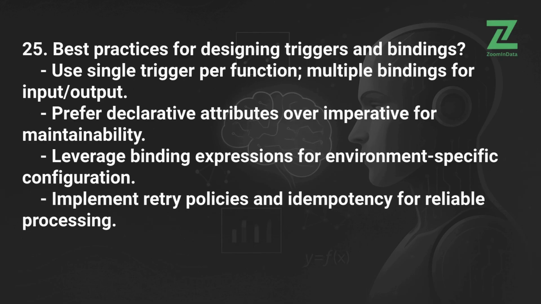25. Best practices for designing triggers and bindings. Use single trigger per function. Multiple bindings for input, output. Prefer declarative attributes over imperative for maintainability. Leverage binding expressions for environment-specific configuration. Implement retry policies and idempotency for reliable processing.